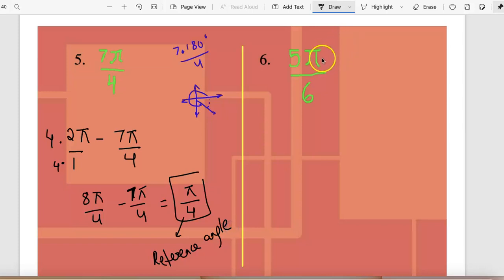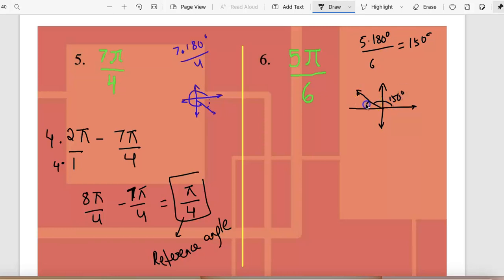Let's do this one. This is my 5 pi over 6. Usually the easiest way is to change your pi to 180 degrees. Pi radian is 180 degrees, divided by 6. It will give you 150 degrees. Now if I'm looking at 150 degrees over here, this is in my second quadrant. So my 150 degrees will be somewhere over here.